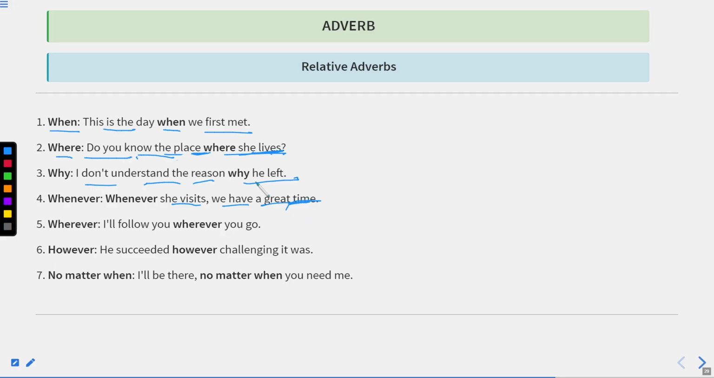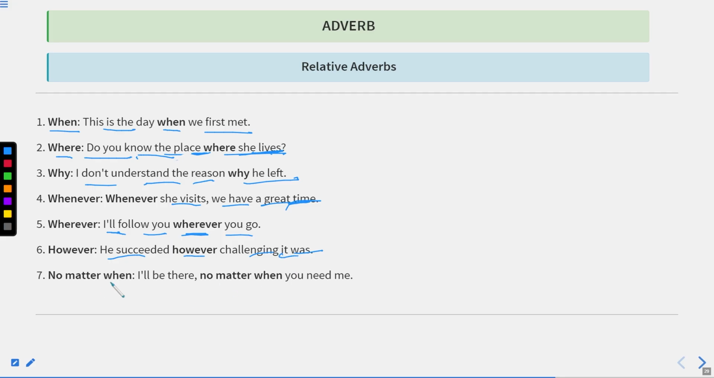We have a great time whenever she visits. Whenever means whenever this happens, whenever this activity occurs or action happens. Wherever: I will follow you wherever you go. It means in all the places where you will go. However: he succeeded, however challenging it was.